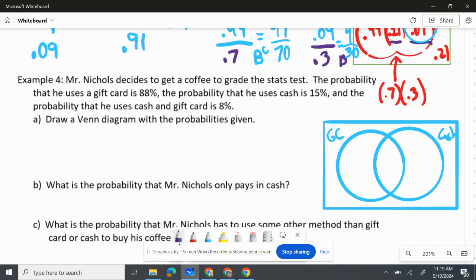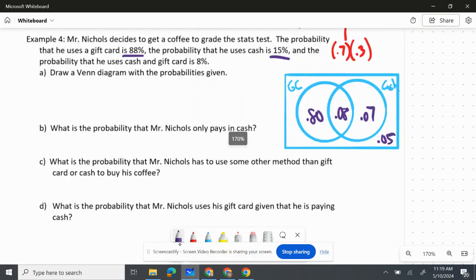So we're going to start off with the 0.08, which is in the middle. We always start in the middle. That means using only a gift card would be 0.80 because those two have to add up to 88%. And only cash would be 0.07 because those two have to add up to 15%. And if we were to add all of these up, we would have 0.05 on the outside because all of those probabilities have to add up to 1.